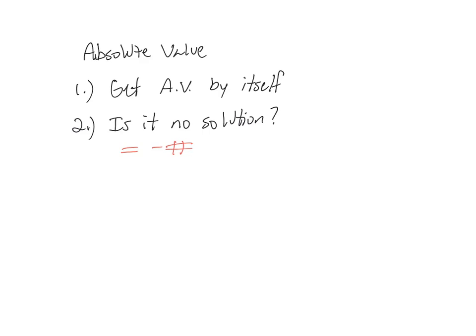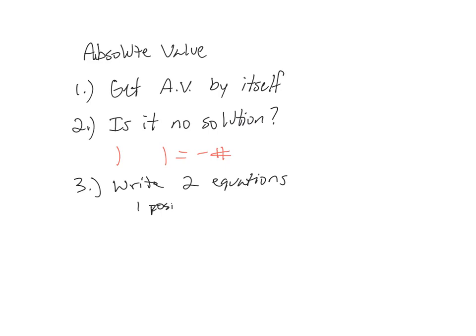So the absolute value, let me scoot that over. It'll have whatever's in the absolute value. Doesn't even matter what's here, but it'll be equal to a negative number. If that happens, it's no solution. If that doesn't happen, then we are going to write two equations. One positive and one negative. And then we're just going to solve them.